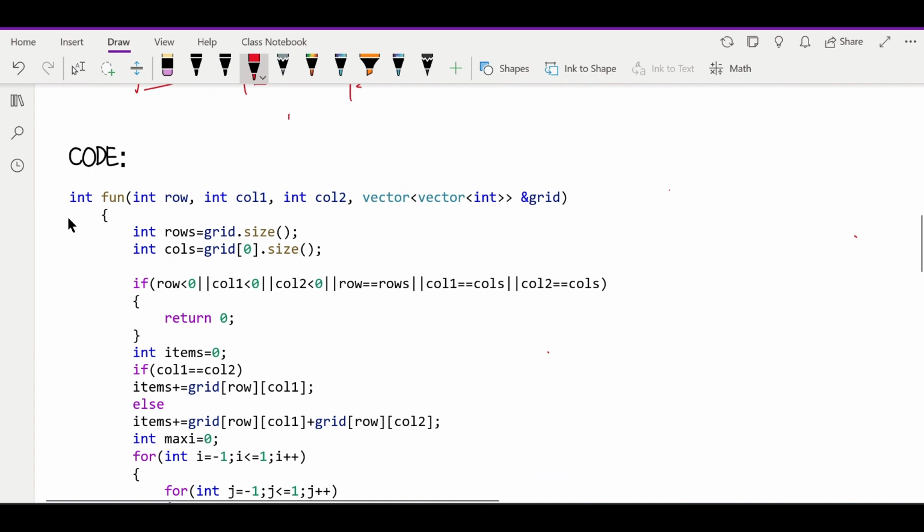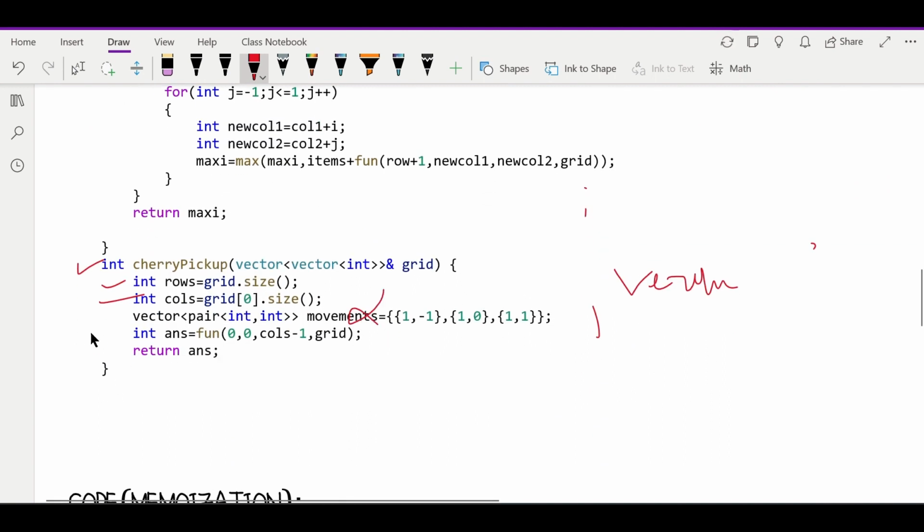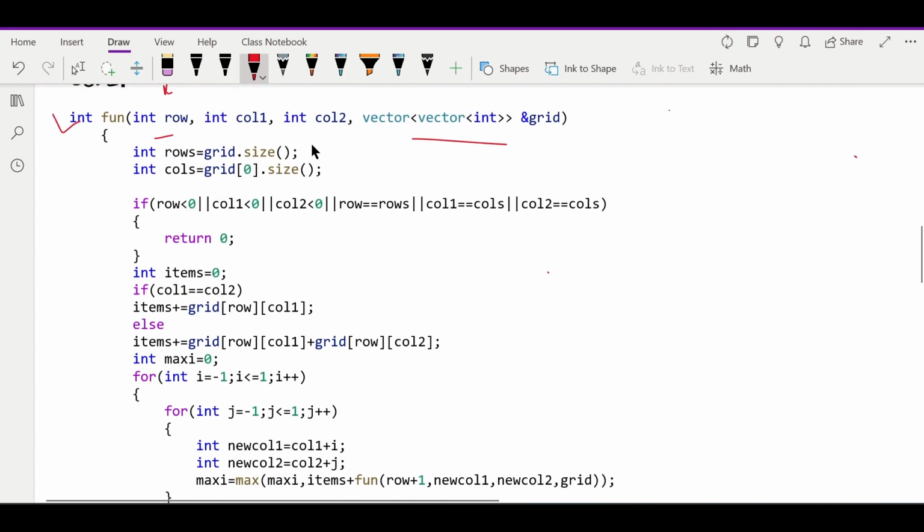So let's quickly understand the code. In the code, this function was already given. I have just taken rows and column size, and I have just ignored this. I have taken the answer variable and passed the values in the function. In the function, I have made it separately. And what is the definition? I have just taken a common row for both the robots, and column 1 and column 2 separately for both the robots, and I have passed the grid, right? And I have considered n and m, which is the grid size.